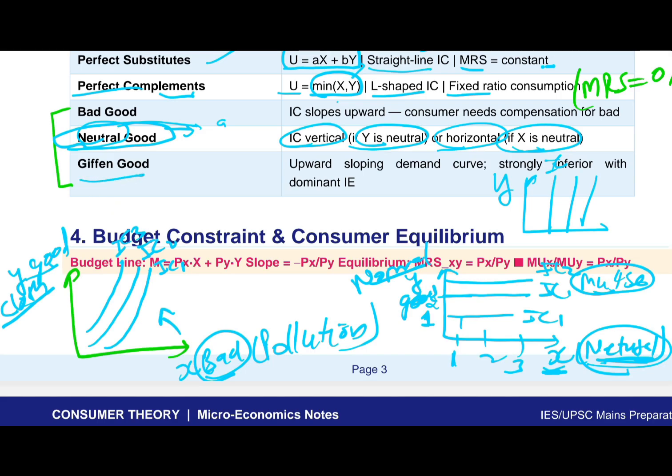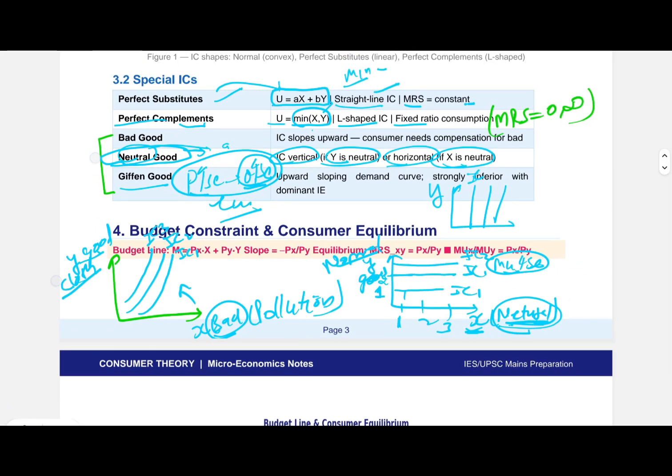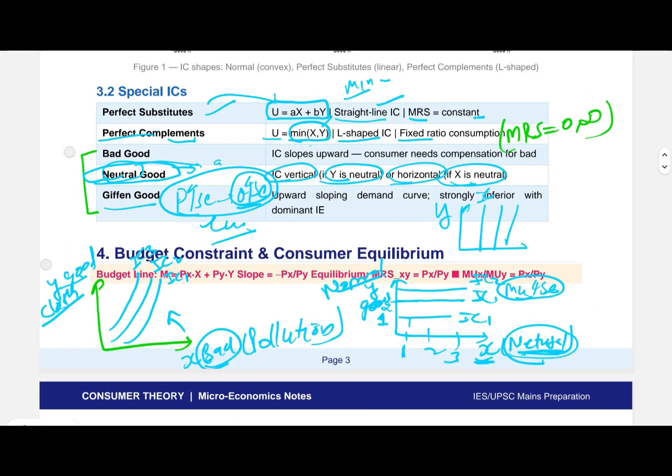Giffen goods are those goods which depend on the prices. That is, if prices increase, the quantity of consumption will increase. This is an exception to the law of demand. We have already seen that. So for these conditions, there is an upward sloping demand curve and there is one inferior good. So this is the special case.